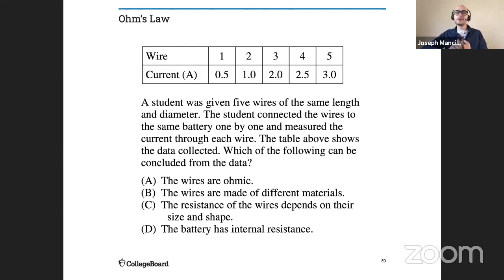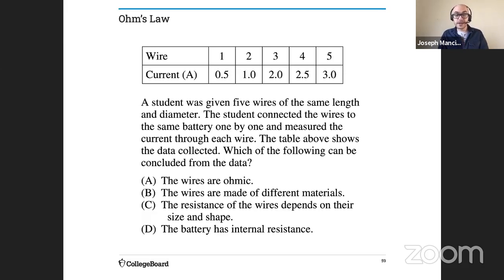So we could either say, are the wires ohmic? Well, they're connected to the same potential difference, or the same battery one by one, and I see different currents. So if it's the same potential difference and different currents, ohmic is probably not a great choice. C says the resistance of the wires depends on their size and shape. Well, all of these wires are the same size and shape, so we couldn't make any conclusions about that from the data. D says something about the battery having internal resistance, but we don't have enough data here to even talk about that. So yeah, it is B.